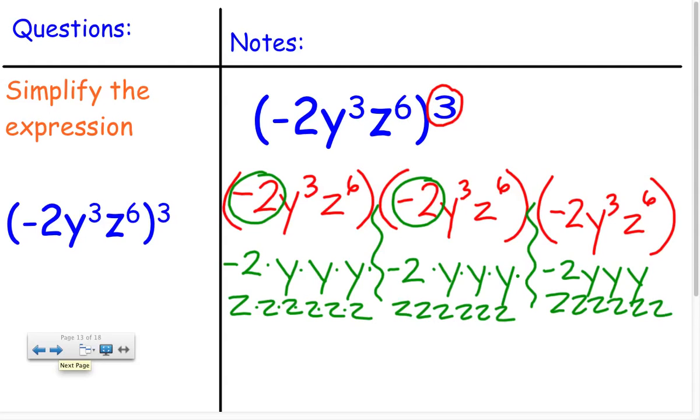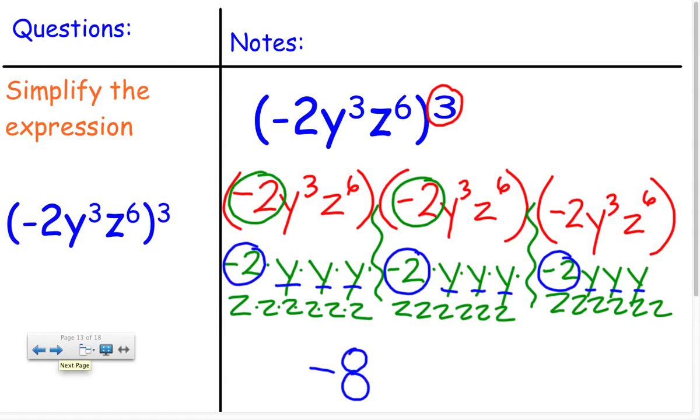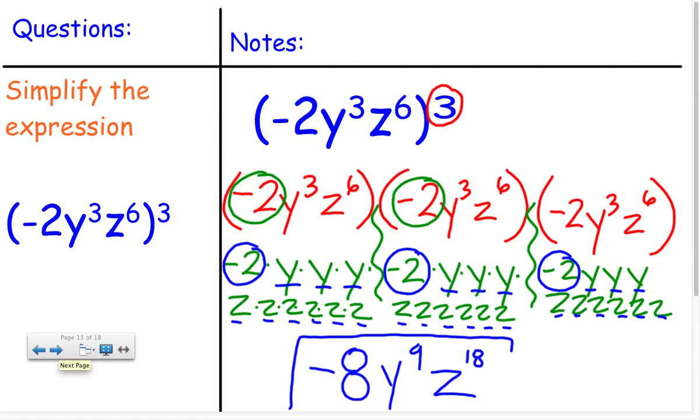Okay, now I'll start simplifying. Negative 2 times negative 2 is 4. 4 times negative 2 is negative 8. That's the first part of my answer. Then I'm going to count my y's: 1, 2, 3, 4, 5, 6, 7, 8, 9. So 9 y's. Then I'm going to count my z's: 1, 2, 3, 4, 5, 6, 7, 8, 9, 10, 11, 12, 13, 14, 15, 16, 17, 18. So negative 8, y to the 9th, z to the 18th is the answer.